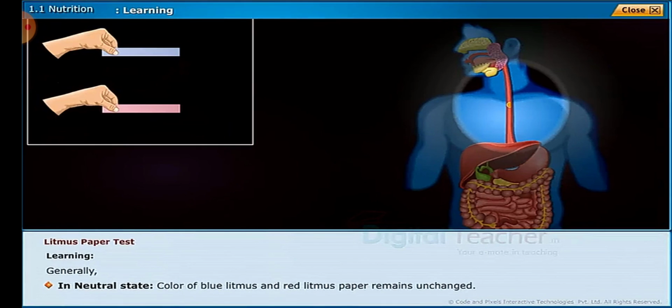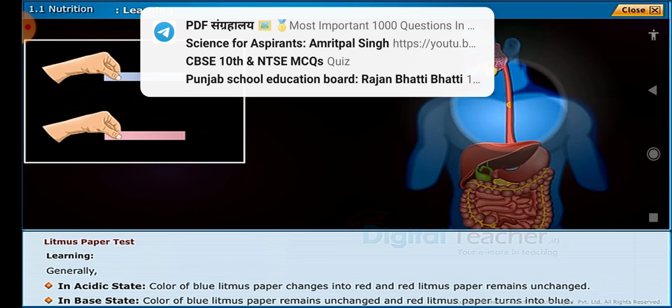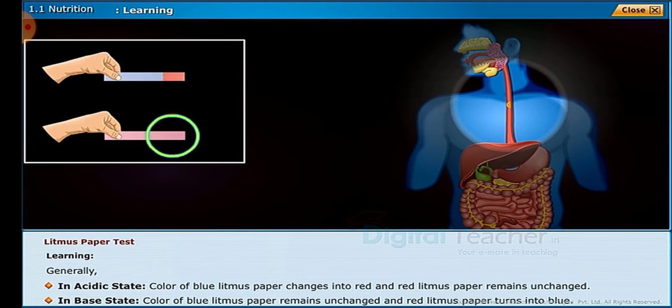Generally, in neutral state, the color of blue litmus and red litmus paper remains unchanged. In acidic state, the color of blue litmus paper changes into red and red litmus paper remains unchanged. In base state, the color of blue litmus paper remains unchanged and red litmus paper turns into blue.